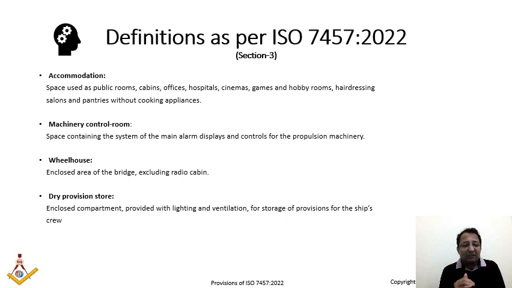And last but not the least is the dry provision store. As I already explained in my previous slide, what is dry provision store? It's an enclosed compartment provided with lighting and ventilation for storage of provisions for the ship's crew. That is dry provisions. It's not a wet provision, or the refrigerated provision. Refrigerated provision is a different topic altogether. So here you need to understand what a dry provision store is, which I already explained. It holds items like pickle, rice or wheat, kept in this particular room. Okay, so let's move on to the next slide.